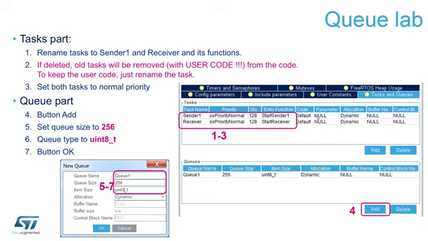Alright, then in the same dialog box we can create a queue, and we will call it Q1. The item size will be unsigned int 8_t, so one unsigned character. And we can put the queue size 256 elements.